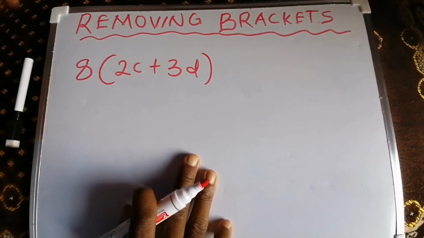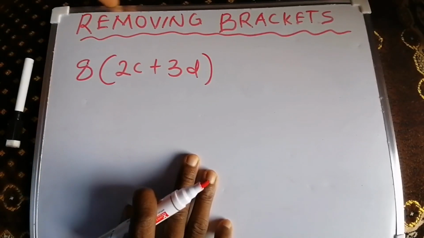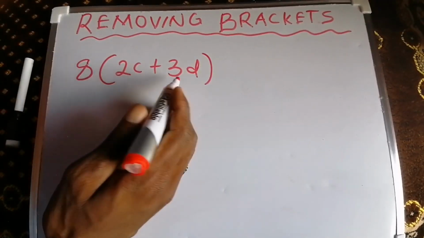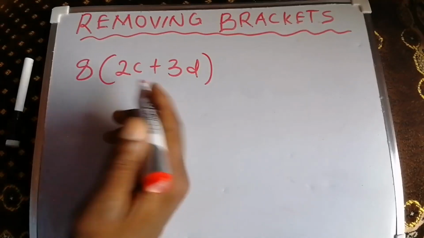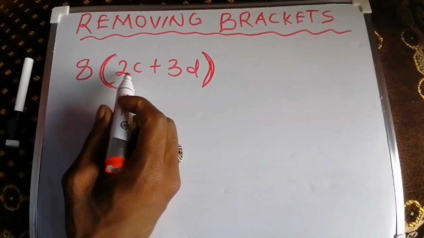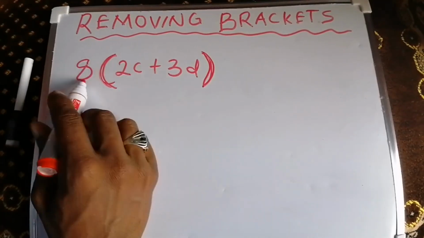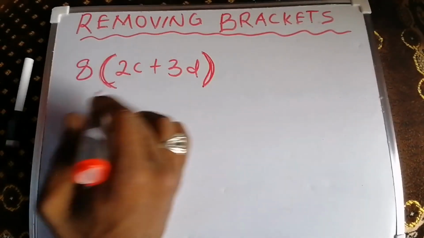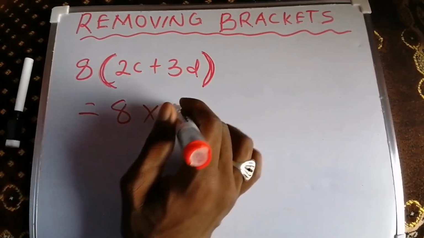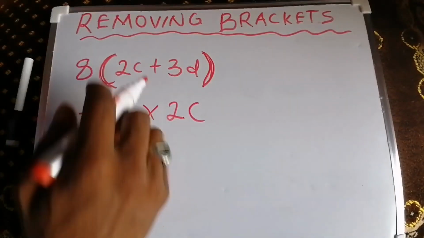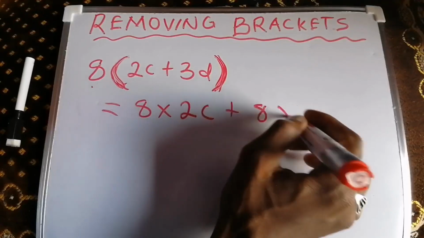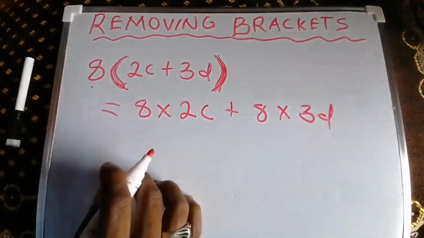Today we are going to discuss removing brackets. So here, as you can see, we have 8 open bracket 2c plus 3d close bracket. How are we going to remove these two brackets? Therefore we are going to say 8 times 2c, then plus 8 times 3d, so equals to 8 times 2c plus, we bring it down, 8 times 3d.